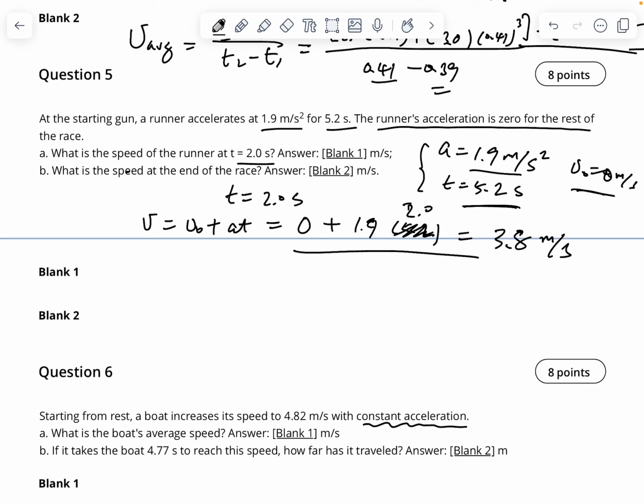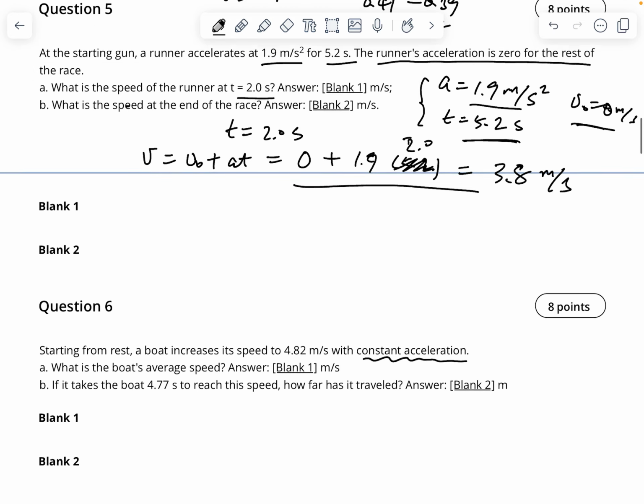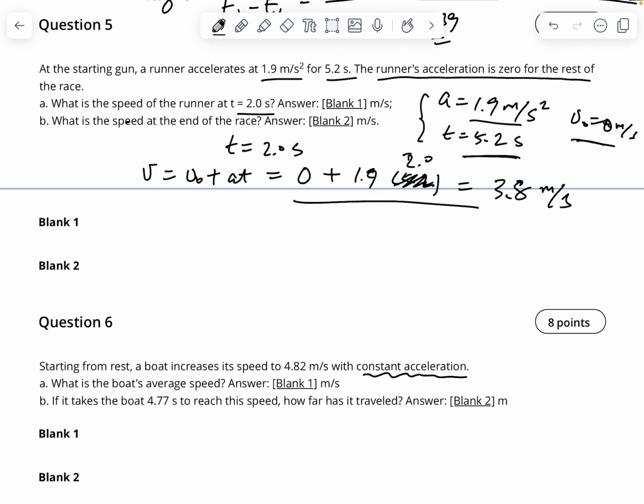Okay, so that's the first one. Second, what is the speed at the end of the race? For this race, if you look at the velocity time graph, you start with 0 and speed up with this 1.9 meter per second squared acceleration. Because this acceleration is constant, the velocity time graph is a straight line.